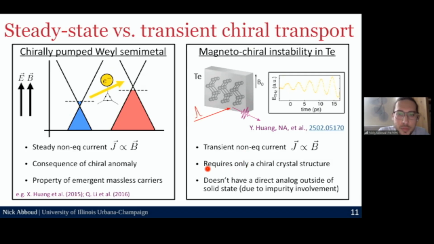And this appears not to require the chiral anomaly strictly. It appears that only a chiral crystal structure is necessary for this sort of thing. And because of the involvement of impurities, this doesn't have a direct analog outside of the solid state. So I think this broadens the class of material contexts in which one can expect to see these interesting transient magneto-chiral effects, to include tellurium, which is a semiconductor. It was chosen because it's very versatile and tunable and ubiquitous.